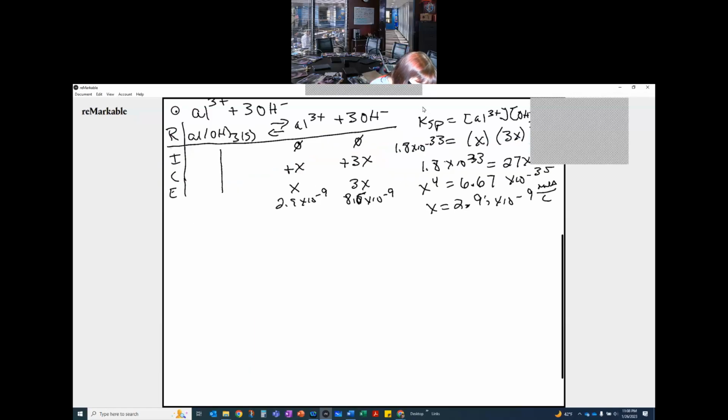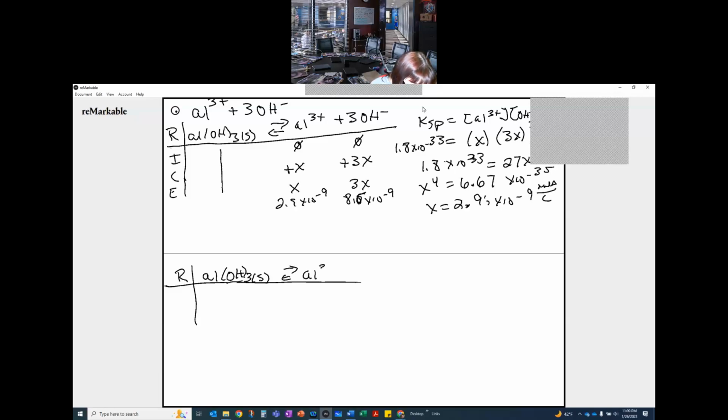The next case that we're going to deal with is going to be extremely similar, but instead of it being a situation where we have AlOH3 solid, associated to become Al3 plus 3 OH minus. That's still true. What's not still true is the values in my ICE, specifically in my initial.